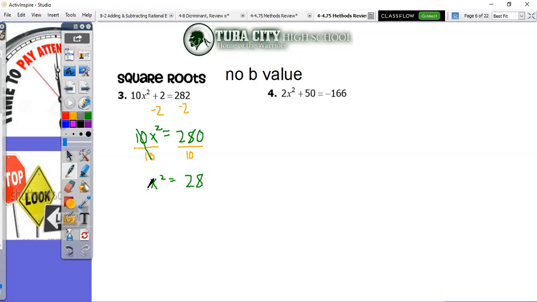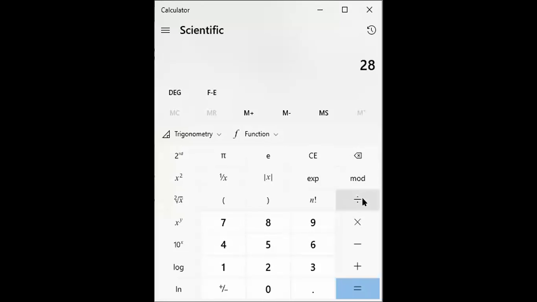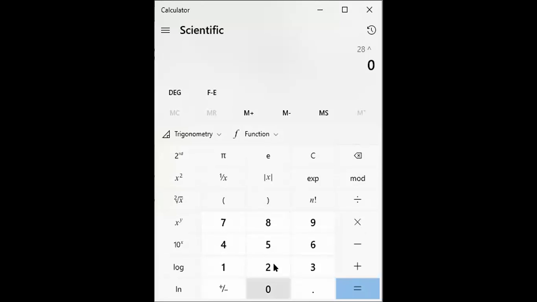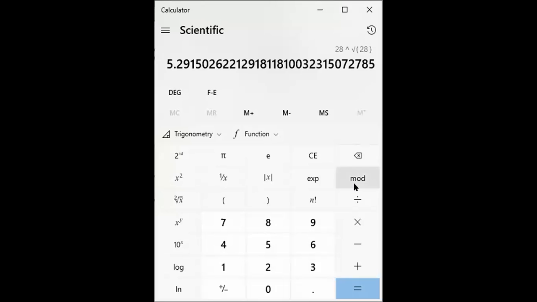Now I want to get this x by itself, because this is x times x, remember? So I'm going to take the square root of both sides. And that gets rid of the square, because square and square root are inverse operations. So x equals, now in this case, 28 is not a square number. If I were going to try to take the square root of 28, let's see, square root button. This is the square root button.